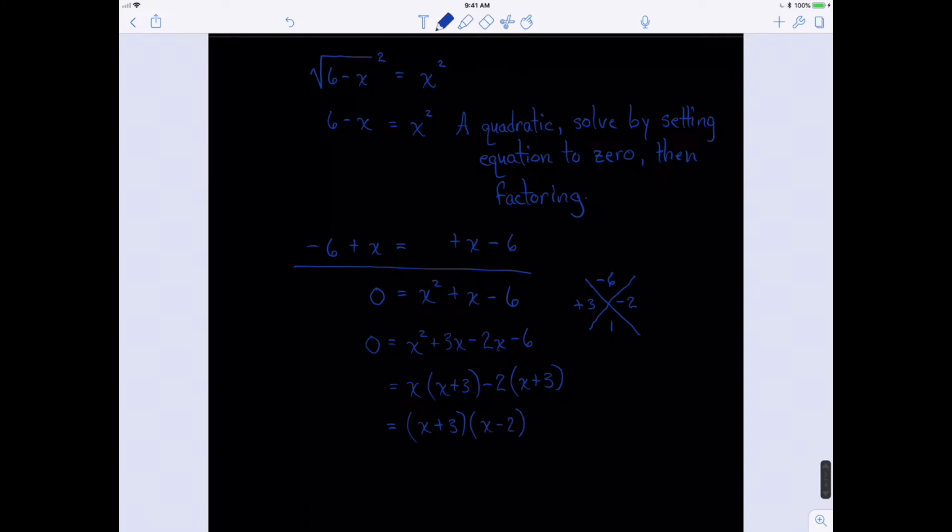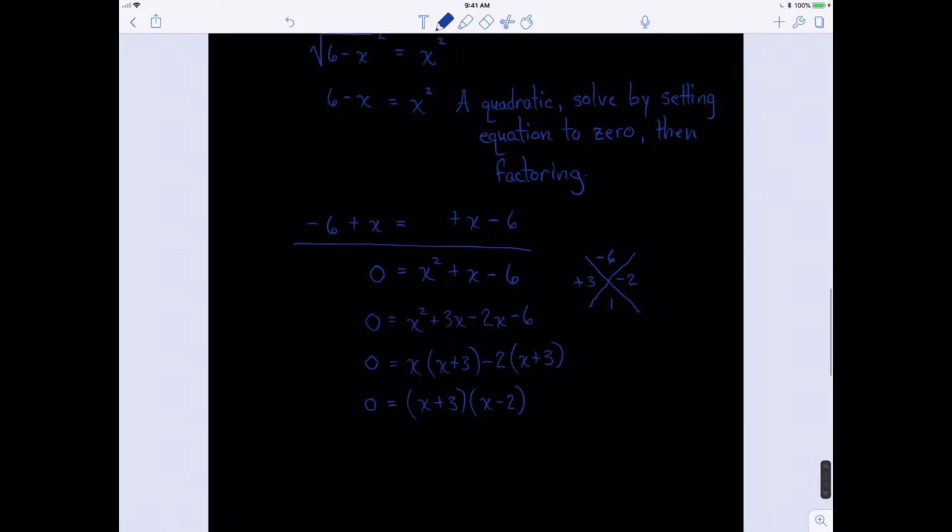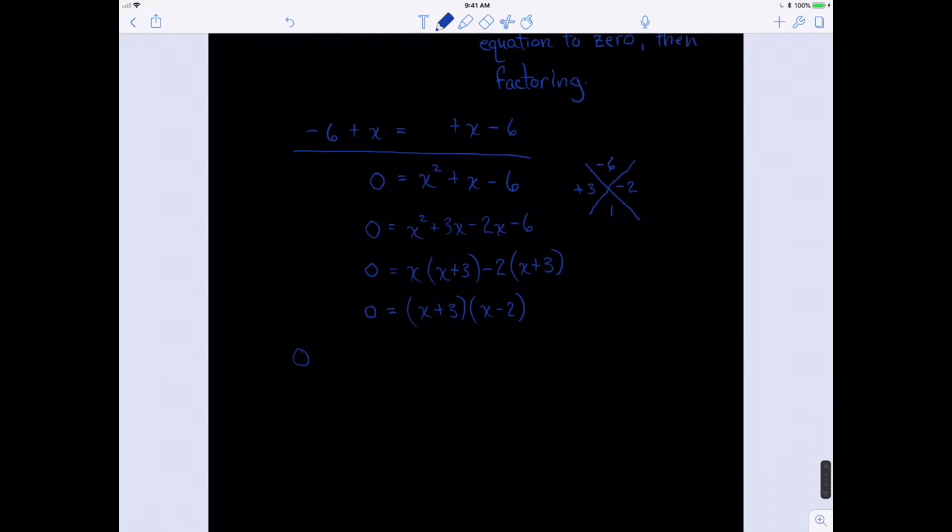We set each of these to 0. So I have 0 equals x plus 3, or 0 equals x minus 2. Now to solve the first one, I'll subtract 3 from both sides, so I have negative 3 is x. Or here we add 2 to both sides, and my result is 2 equals x.